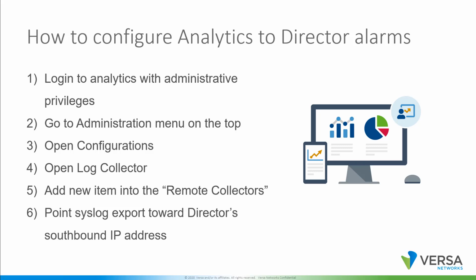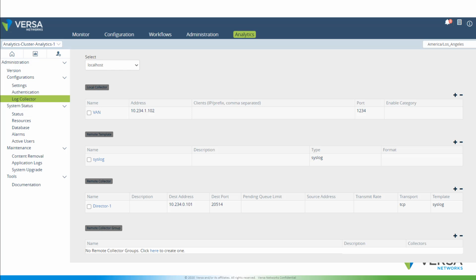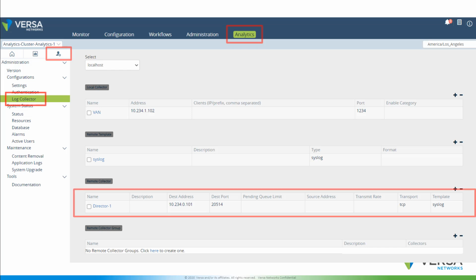Now the interesting thing. By default, analytics doesn't forward anything to the director, and that is something that you need to manually configure on your own. To do this, you would need to go to the analytics page. In the administration page of the analytics, you would need to open configurations, log collectors, and configure a remote log collector as it's shown on the screen. So here's the place where you need to go. You need to open analytics, administration, log collectors, and add remote collector.